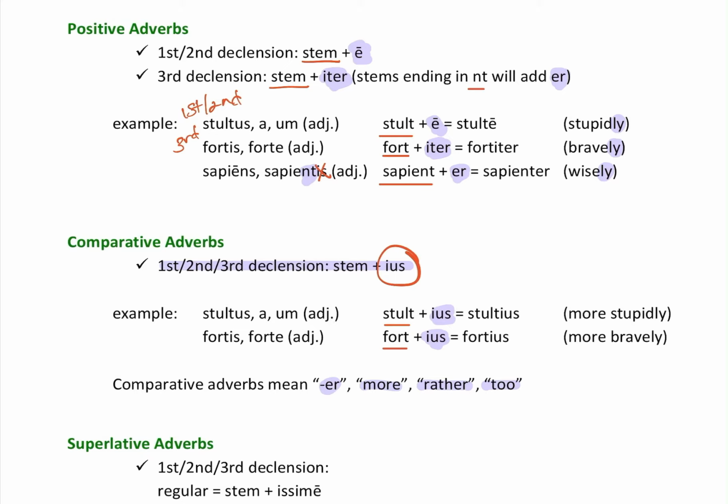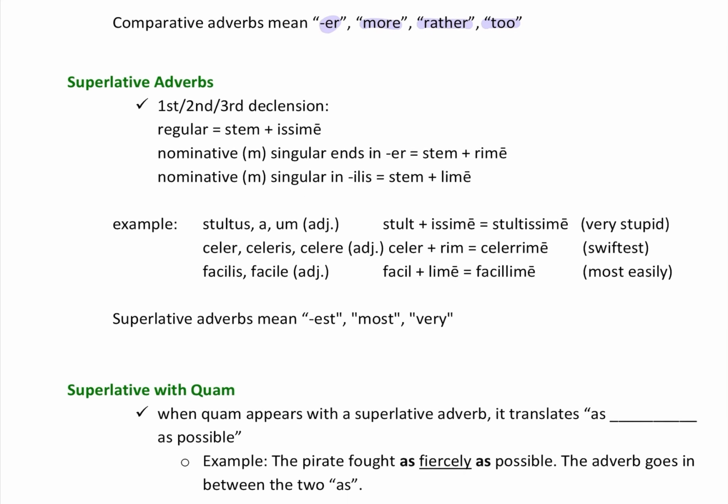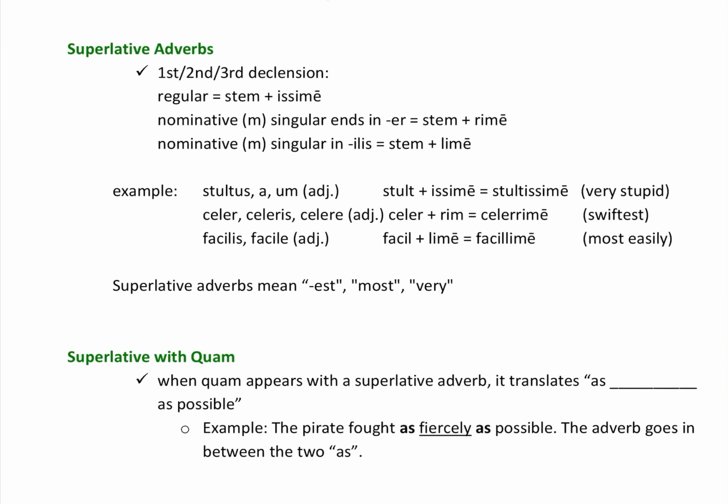Positive just tells you about it and describes this. Comparative adverbs compare, and superlative adverbs basically tell you that it's the most you could possibly get. All right, you're comparing out of a group of things. The adverb applies to a whole group of more than two. So for superlative adverbs, for first, second, and third declension, okay, this applies to all of them.